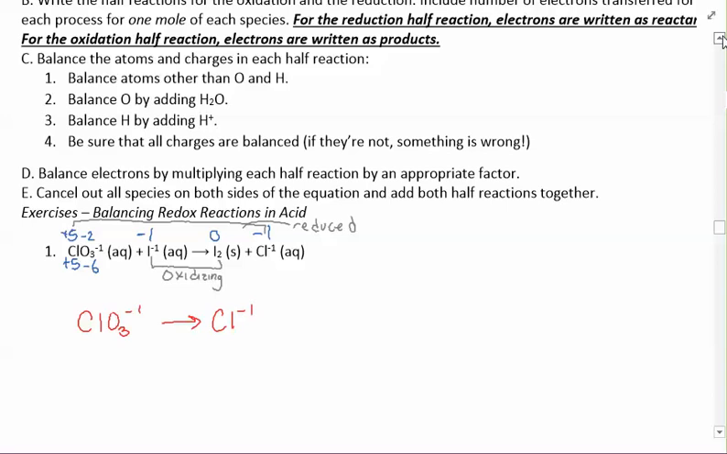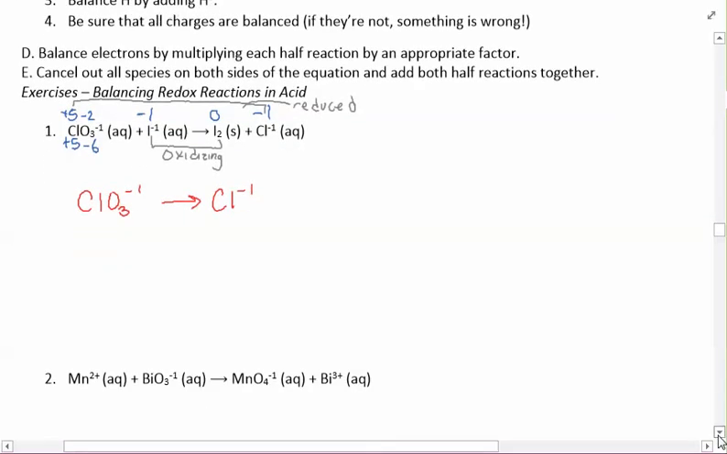So we're going to balance all atoms other than oxygen and hydrogen. Oxygen and hydrogen have a special process, so we are going to treat those differently. We have 1 chlorine on either side, so we have completed the first step. The second step is balancing oxygen. I'm going to balance oxygen by adding water to one of the sides. I see on the reactant side I have 3 oxygen, so on the product side I'm going to add 3 waters.